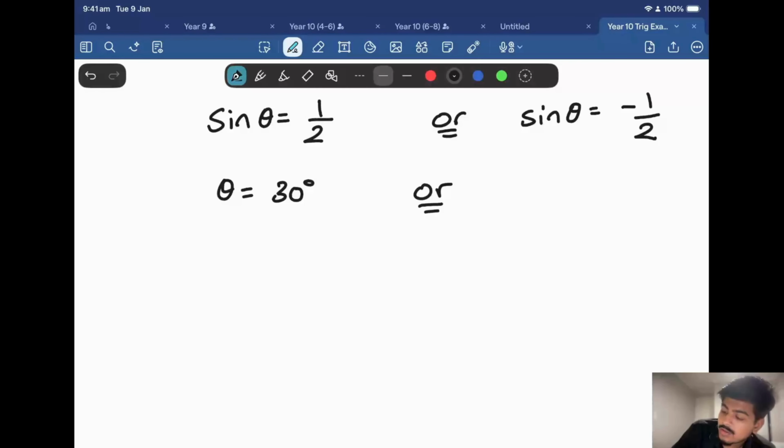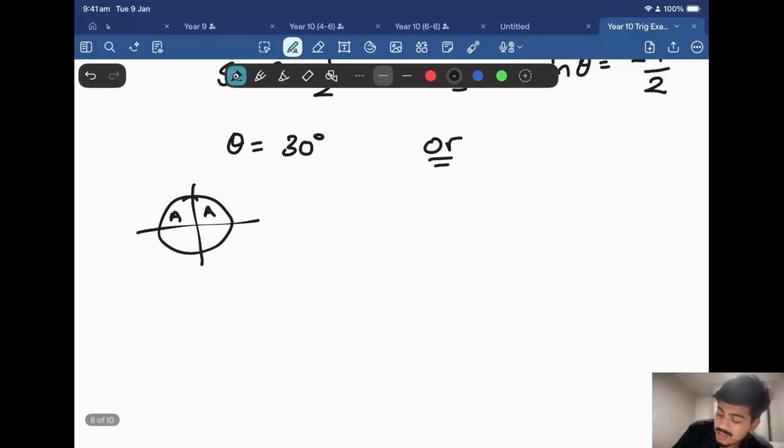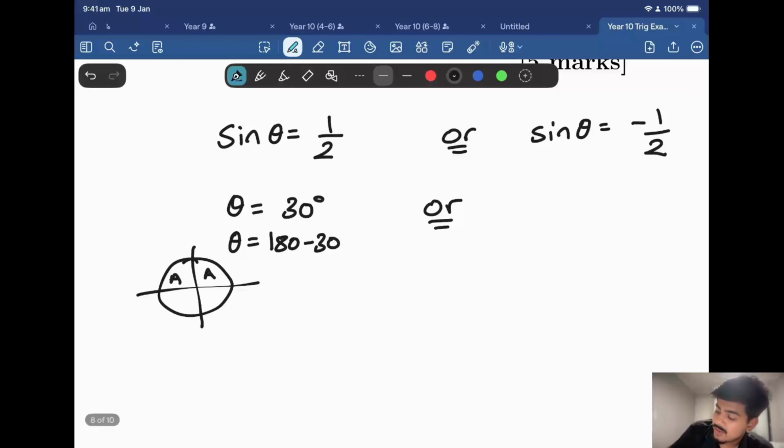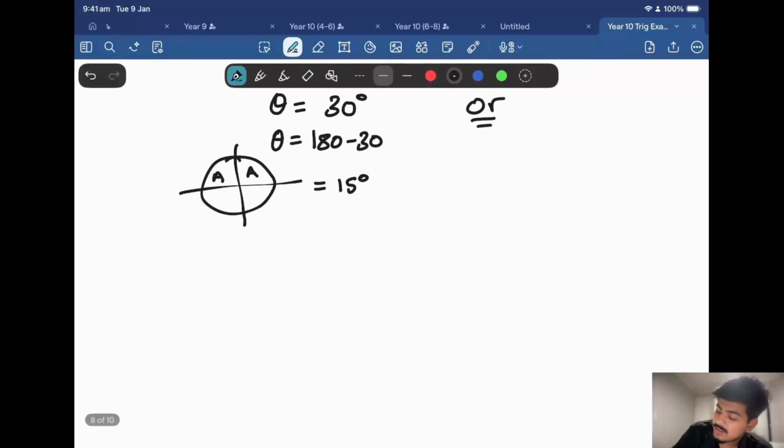Okay, so think about which quadrants sine is positive in. Let's draw it out. Which quadrant is sine positive in? It's positive in this quadrant and in this quadrant, right? So in quadrant A, quadrant 1, my theta is 30. In quadrant B, my theta is equal to 180 minus 30, because it's still positive there and we have a positive sine value. So that's 150 degrees. So we have theta is equal to 30 degrees or 150 degrees.